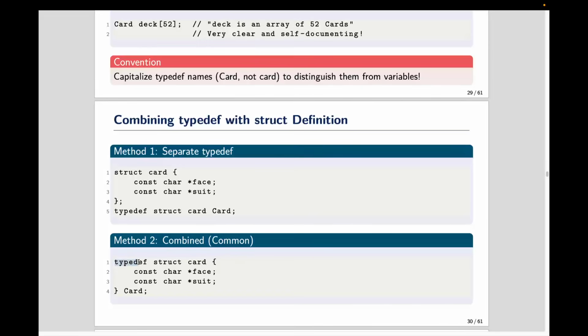Here, this will be typedef before struct card. Previously, it was just a simple struct card. Now this is typedef struct card. So at the end, this is the card. Now you only have to use the word card over there.